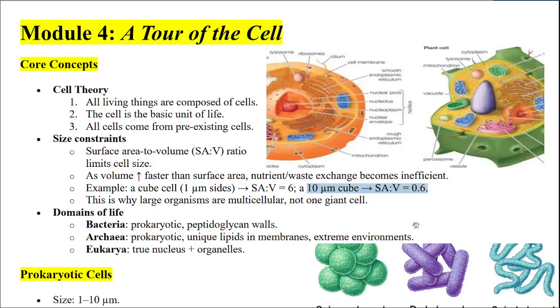But its SAV ratio plummets. It drops all the way down to 0.6. Wow, that's a huge drop. It is. The volume has ballooned, but the surface area just hasn't kept pace. It can't get nutrients in fast enough to feed that big interior, and it can't get waste out efficiently. It starves. That's actually really elegant. It explains so much about biological design.